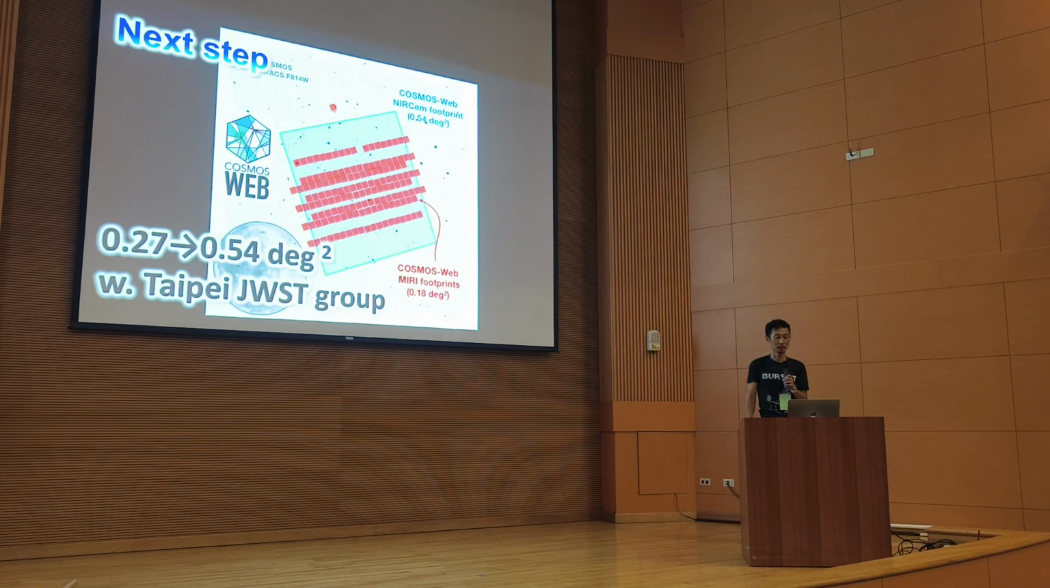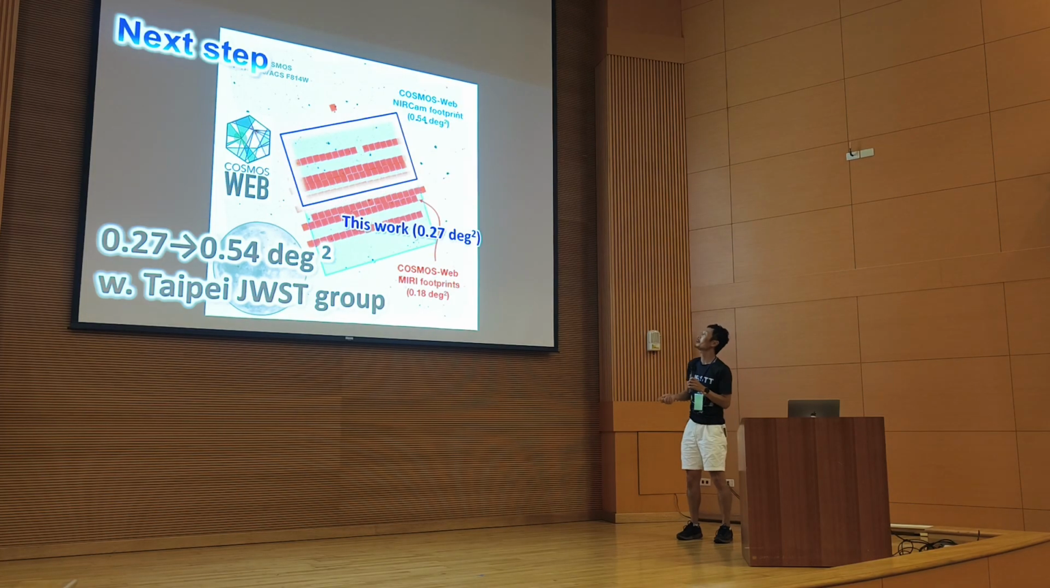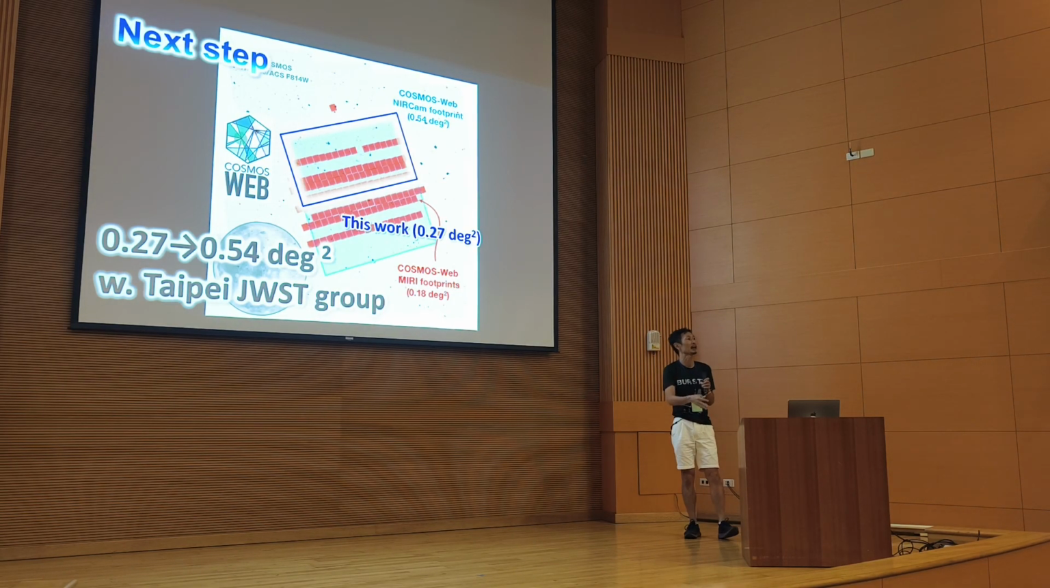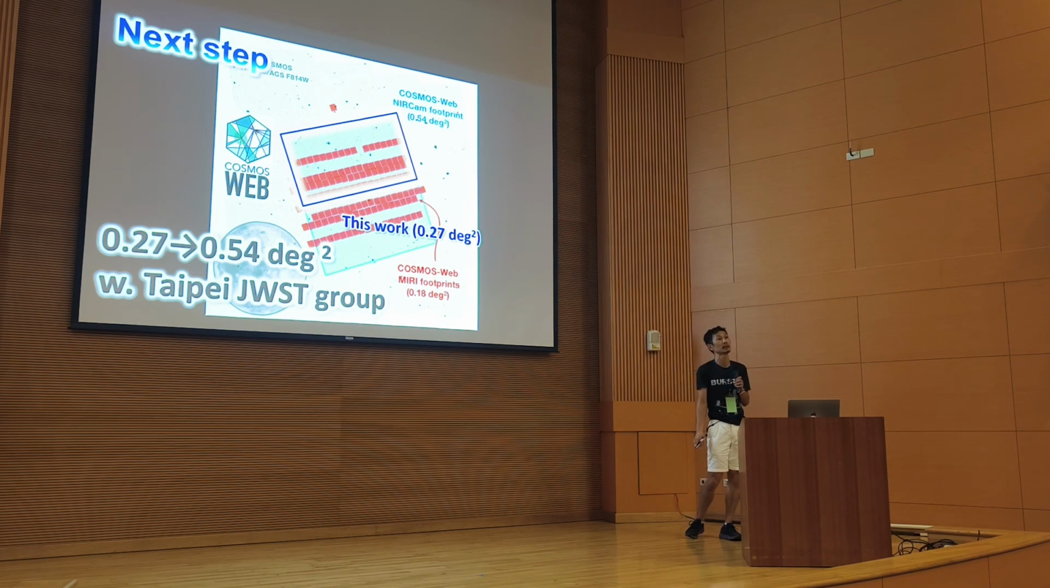Okay, so far so good. But then the next step is, as I said earlier, we only use half of the COSMOS area. Now we are collaborating with a Taipei JWST group led by Claude and Jack Dai, DC, and Wei Hao. They did a very advanced data reduction of the whole JWST COSMOS-Web data. So in collaboration with them, I'm looking forward to extending the search to the entire COSMOS region.